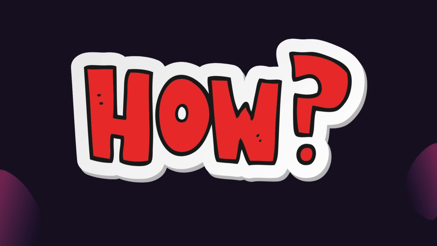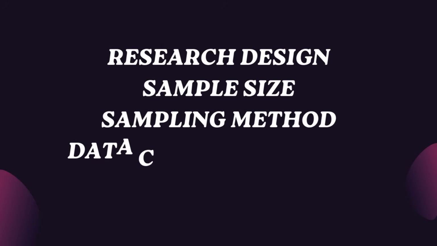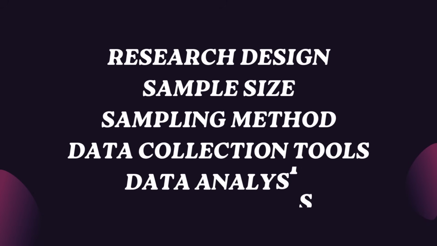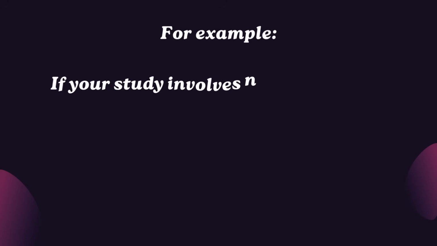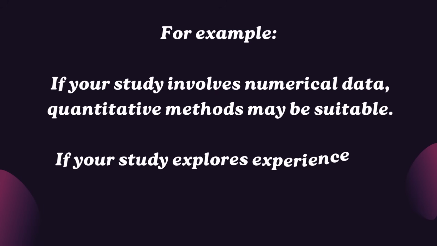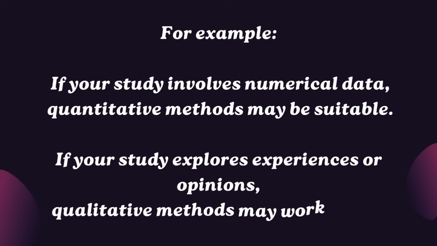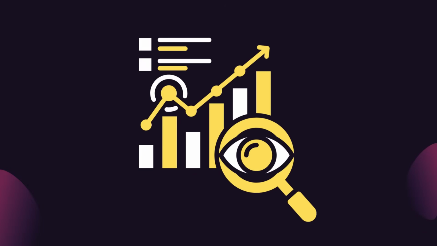The methodology section explains how the research was conducted. This section includes research design, sample size, sampling method, data collection tools, and data analysis techniques. Your methodology must align with your research objectives. For example, if your study involves numerical data, quantitative methods may be suitable. If your study explores experiences or opinions, qualitative methods may work better. Be specific while explaining questionnaires, interviews, observations, statistical tests, or software tools used. Clear methodology increases research visibility.